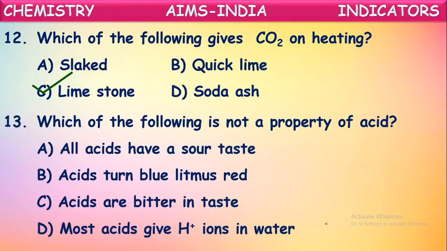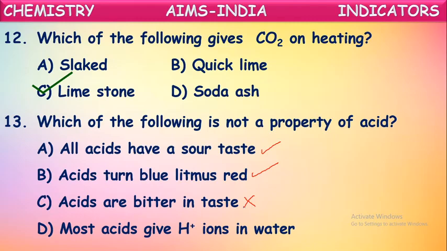Next, which of the following is not a property of acid? We know certain properties of acids. Let us see here what they have given. All acids have sour taste. Yes, generally acids are sour in taste. Next, acids turn blue litmus red. Yes, acids will turn blue litmus paper red. These are properties of acids. See the third one, acids are bitter in taste. Is it correct? No. Which will be bitter in general? Bases are bitter in taste, not acids. The taste of acids is sour in common.